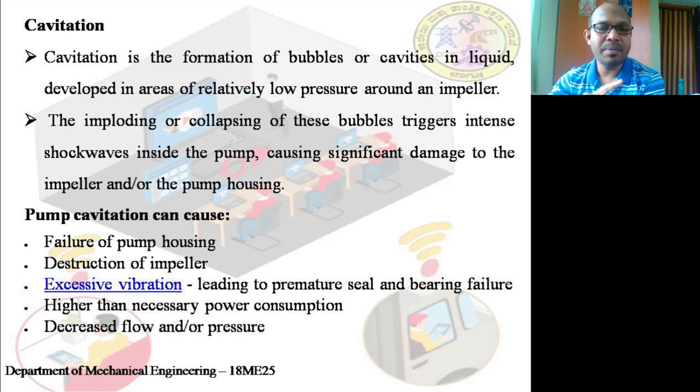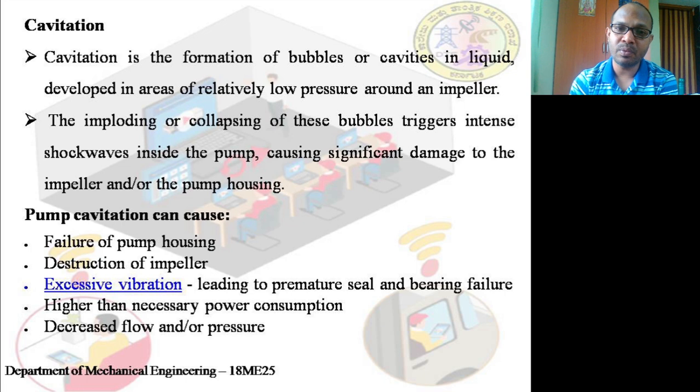Is it clear? Pump cavitation can cause the following problems. The failure of pump housing, destruction or damage of the impeller, and excessive vibration leading to premature failure of the seal or the bearing. Excessive vibration, that is what I called shock waves, creates excessive vibrations which lead to failure of the sealings, and the bearing also fails.